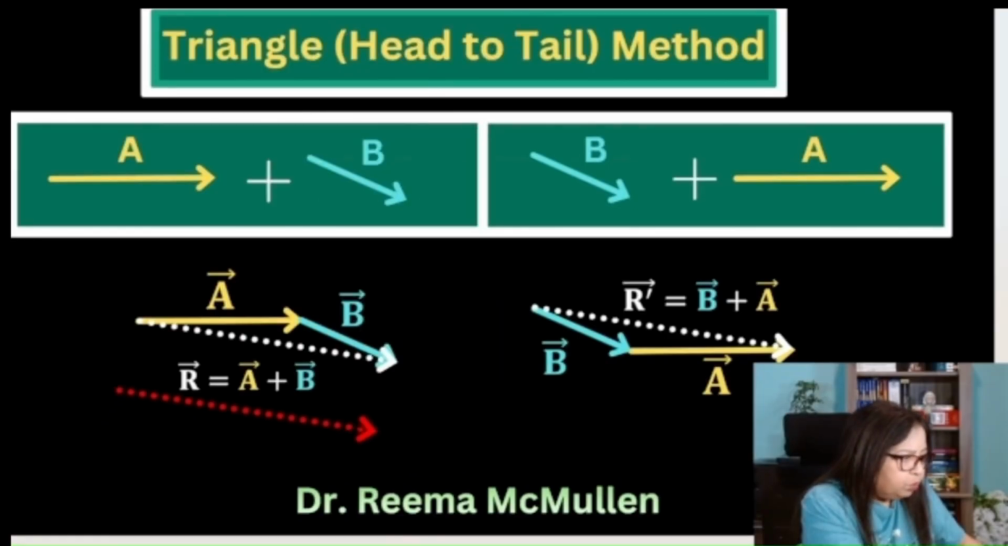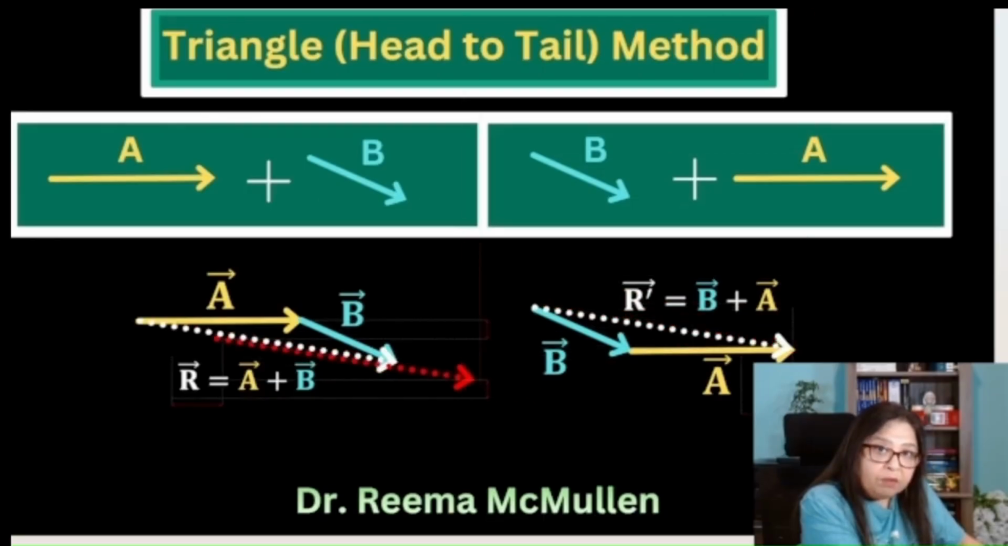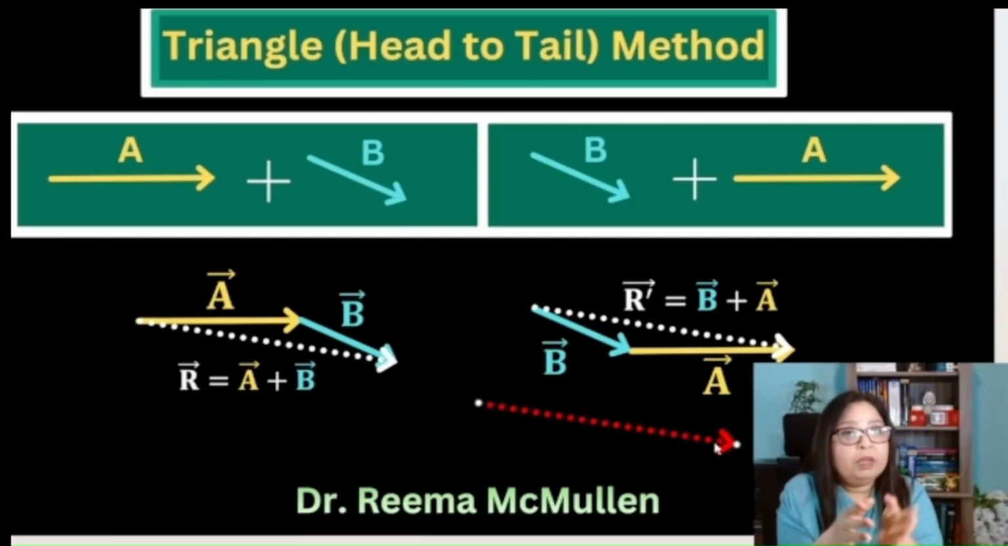Now we're going to move this vector R prime parallel to itself. And aha, watch this. It is equal to vector R. There's no difference between R prime and vector R. You see that? What does this tell us? It tells us something very important, and that is it doesn't matter if we add A to B or B to A. The order of the two vectors does not matter in case of triangle method of vector addition.